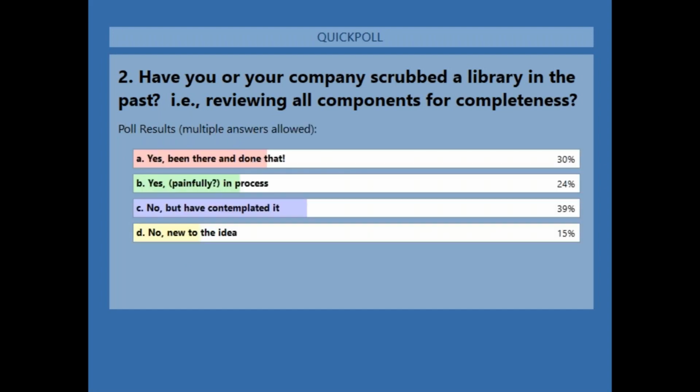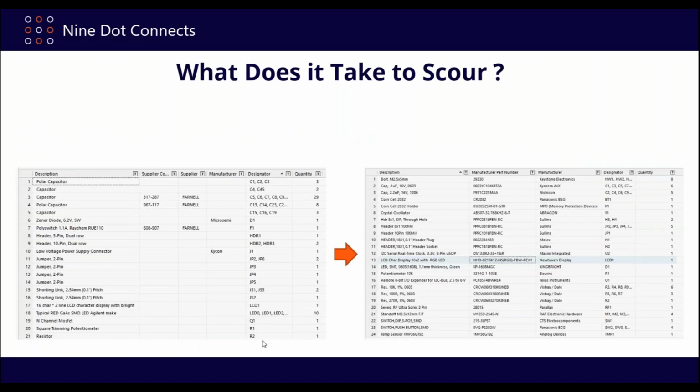Okay. So again, really interesting combination across the board there. I'm really surprised to hear that a lot of you actually have already been there and done that. So I guess you're curious to see what our take is on that. And for those who are out there painfully going through the process, I hope it's going well for you. And for the good portion of you who have either contemplated or are just new to the idea, strap in. It's going to get interesting. So here we go. Let's take a look at this.